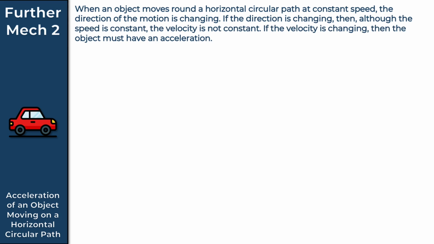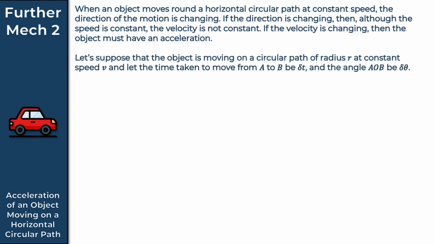In this video, we're going to take a look at the acceleration of an object moving on a horizontal circular path. Now, when an object moves around a horizontal circular path at constant speed, the direction of the motion is changing, right? If the direction is changing, then although the speed is constant, the velocity will not be constant. And if the velocity is changing, then the object must have an acceleration, right?